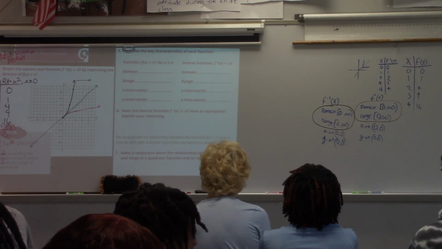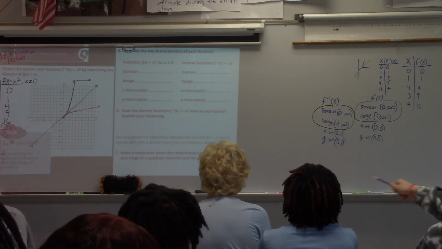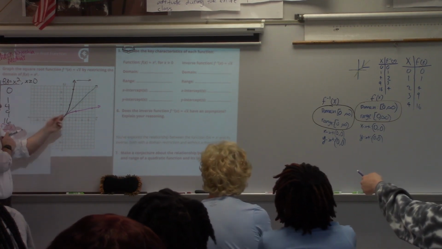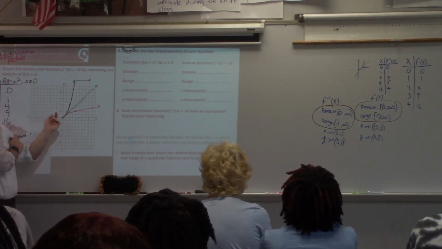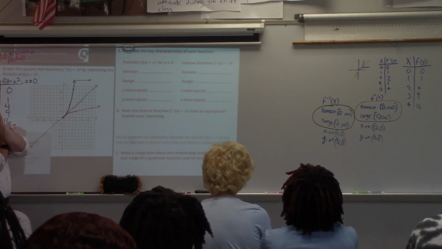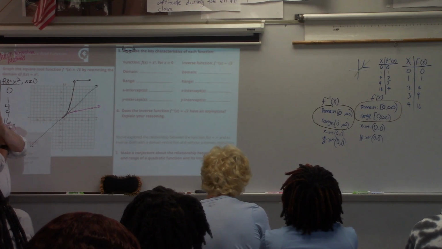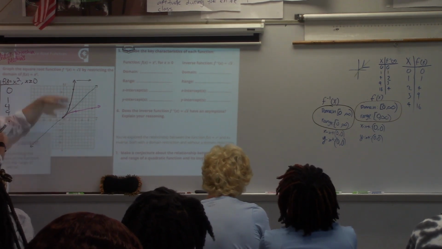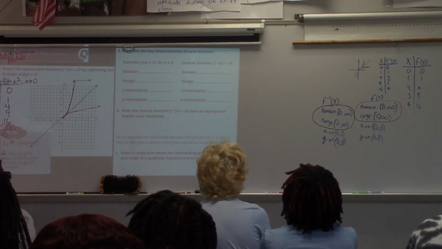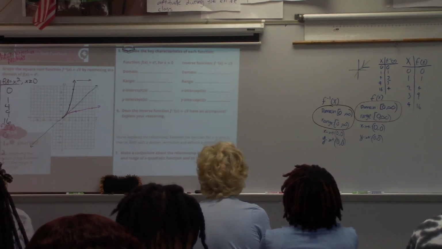Because it starts at 0, and for domain, it goes towards the right. Which piece are you looking at though? The pink one, the inverse. Okay, so it starts at 0 and it goes to the right. So 0 to infinity. And for the range, it goes up towards the positive. Okay, so it starts at 0, goes up to positive infinity, it never stops. But I will say this, I'm looking for something else. So there's more to it than just that.